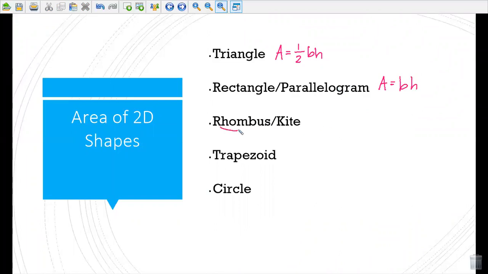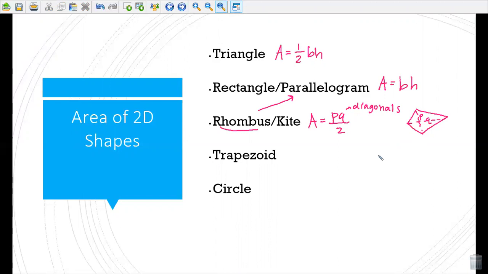Now, your rhombus is a parallelogram. We talked about that with our quadrilaterals. So you could use base times height if you're given the base and height. But we also have a formula for a rhombus and a kite, and it's P times Q divided by 2, where P and Q are your diagonals. Our diagonals go from opposite vertices and cut across. So if I sketch a kite over here, you've got a diagonal there and a diagonal there. We can call those P and Q. So to find the area, if you're given diagonals, it's P times Q divided by 2.